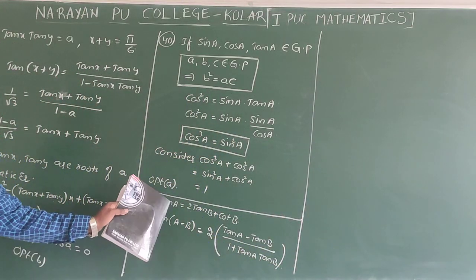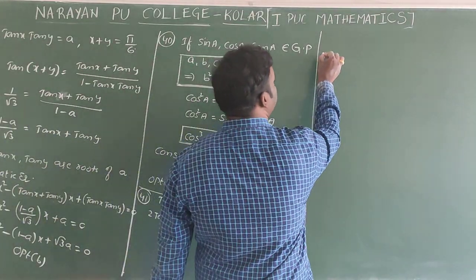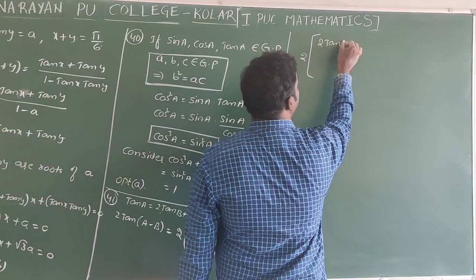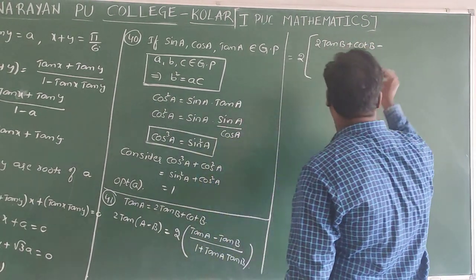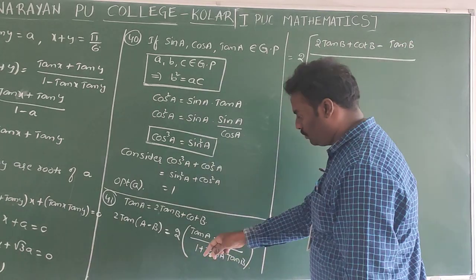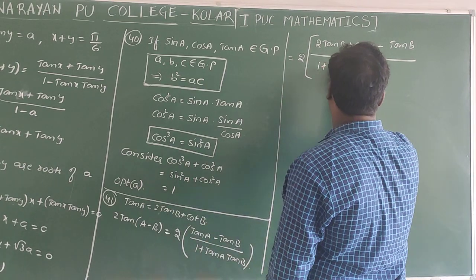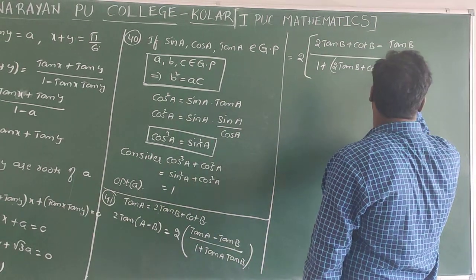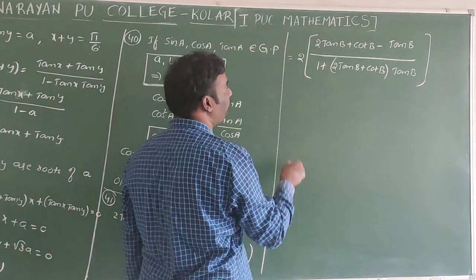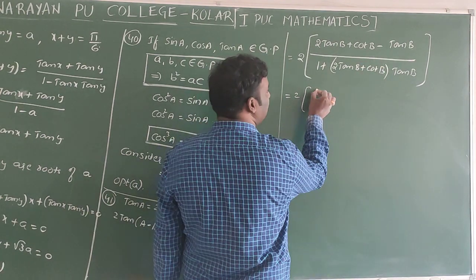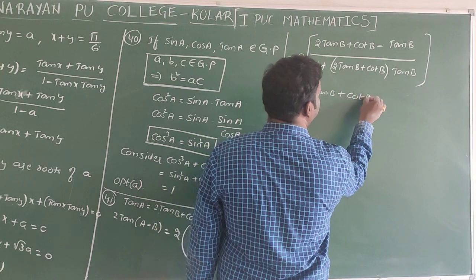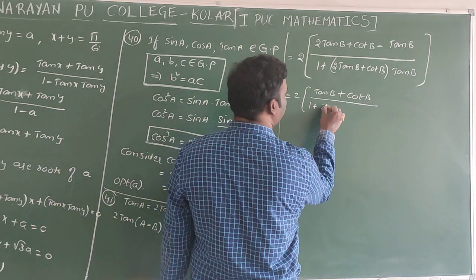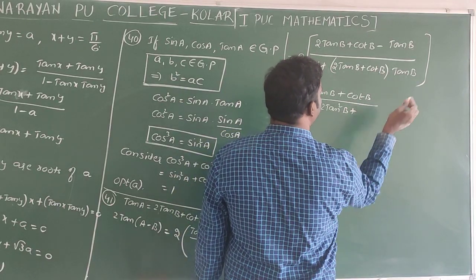But already tan A value we know. You substitute this condition here, that equals to 2 times of, in place of tan A I am substituting 2 tan B plus cot B, minus tan B, by denominator 1 plus tan A, which we know is 2 tan B plus cot B, into tan B. Now simplify this. 2 into 2 tan B minus tan B, that is nothing but tan B plus cot B, by 1 plus 2 tan B into tan B, 2 tan square B plus cot B into tan B, that is nothing but 1.